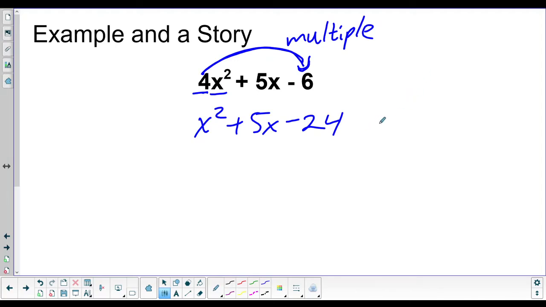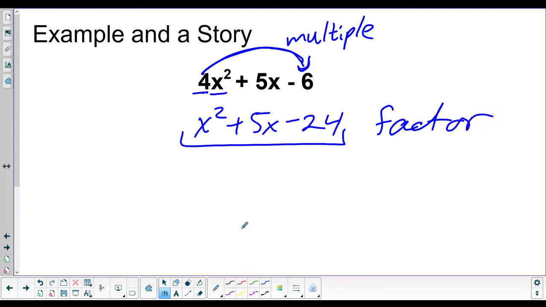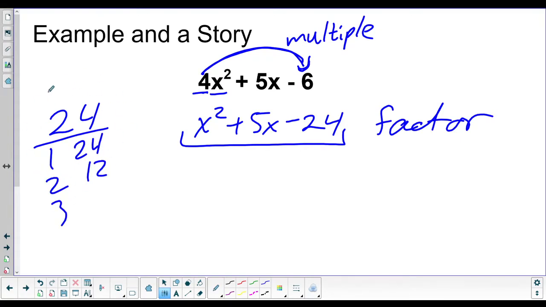So what is breaking up? We're going to break this whole friend group up. We're going to factor it. So now we factor. What 2 numbers multiply to 24? There's 1 and 24. There's 2 and 12. There's 3 and 8. Oh, 3 and 8 will add up to 5 if I make the 3 negative. So this is going to factor to x minus 3, x plus 8.